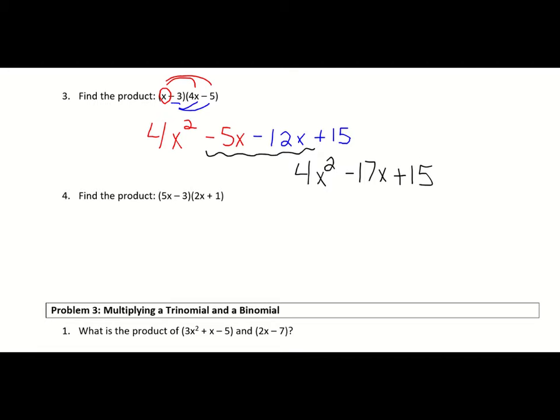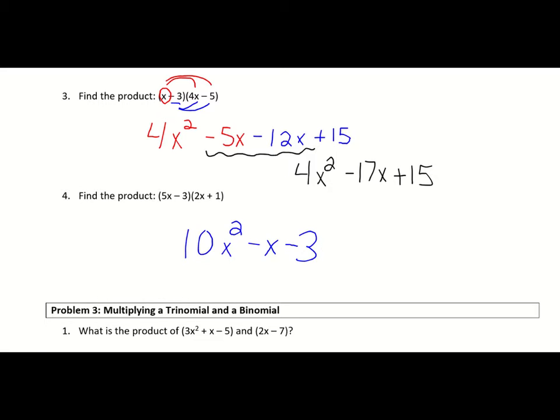So pause the video and see if you can try number 4 yourself. Multiply 5x minus 3 with 2x plus 1. So on number 4, the answer would have been 10x squared minus x minus 3, after you had simplified your two like terms in the middle.